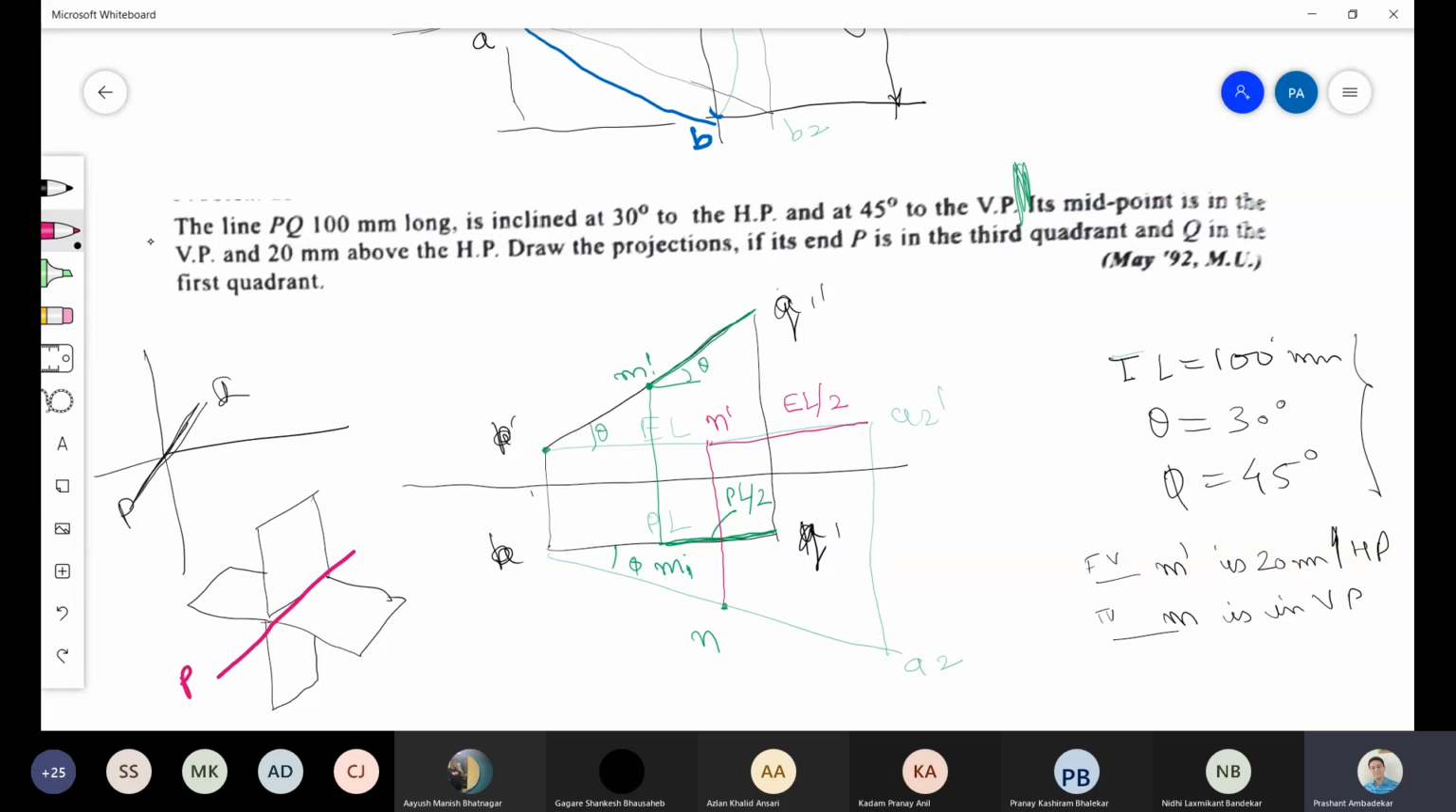P is in the third quadrant, Q is in the first quadrant. Students, is the question clear to all of you? Sir, I had a doubt. That first line you drew, I did not understand it. Its midpoint is in VP, meaning it should be on the line, right? X, Y. That was the doubt.